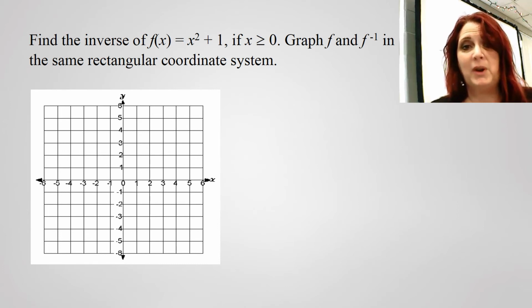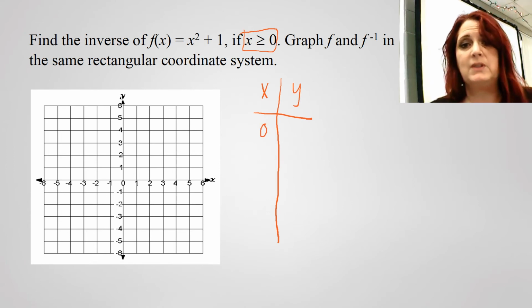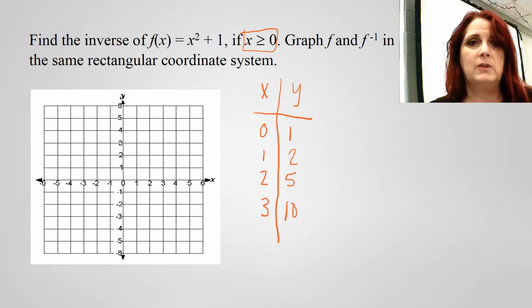Okay, so let's do one with an equation here. We've got f of x is equal to x squared plus 1. Let's give ourselves an xy table so that we can graph this. But they also gave us a domain here. I want to just restrict that domain, so I'm going to have it greater than or equal to 0. So let's start at 0, 1, 2, 3. So 0 squared is 0 plus 1. 1 squared is 1 plus 1 is 2. 2 squared is 4 plus 1 is 5. 3 squared is 9 plus 1 is 10. So if I want to graph that, it's going to look something like this.